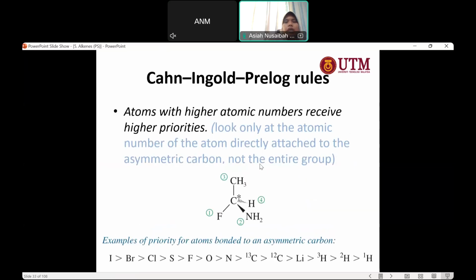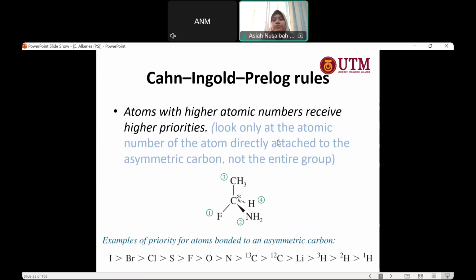Now we have rules called the Cahn-Ingold-Prelog rules. These three people created this rule. The idea is atoms with higher atomic numbers receive higher priorities, because now we want to classify whether it's cis or trans. But in this case, we don't call it cis or trans. We call it E or Z. So we have to number them in order for us to know whether it's E or Z.